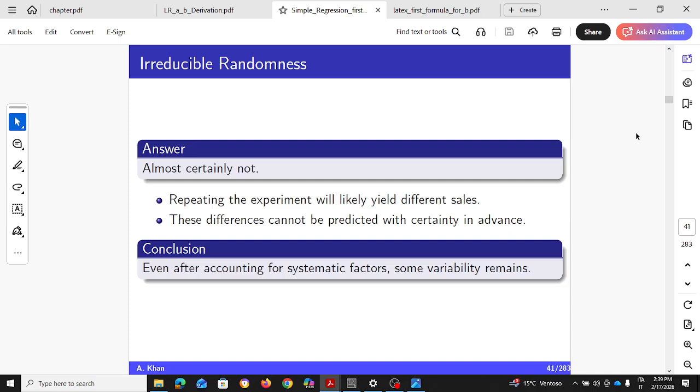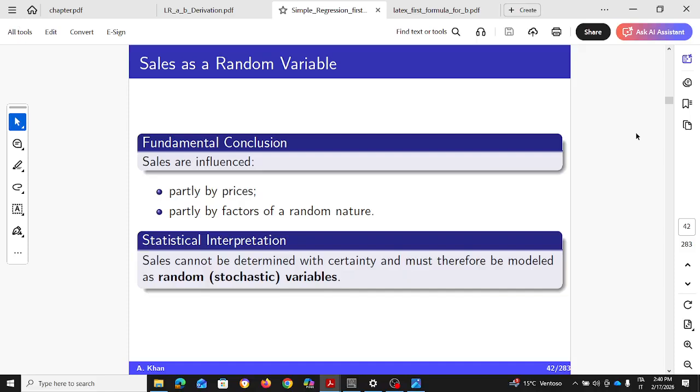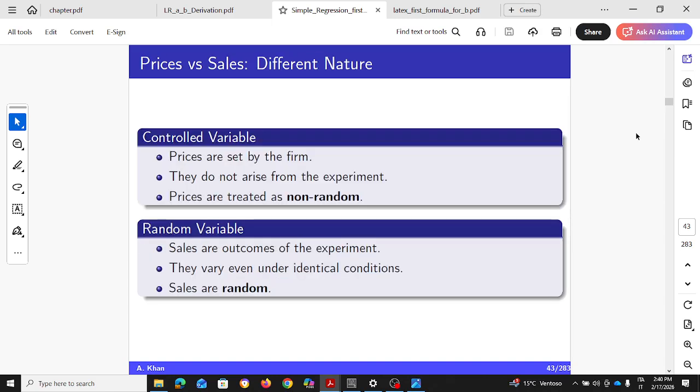So even after accounting for these kinds of factors, some variability still remains, and it is because of two reasons. Some is partially because of the price, and some are factors of nature which we don't know in advance. So sales cannot be determined with ultimate certainty, and therefore we have a random stochastic variable. We have to treat it as a random variable because each time we have a different outcome. So this means we have a stochastic process here.